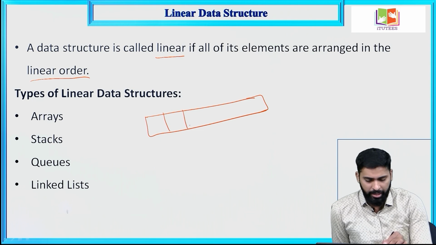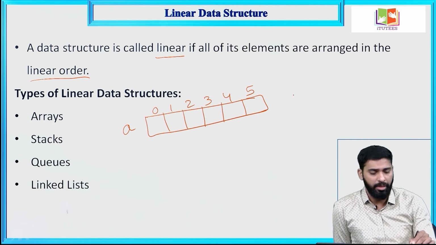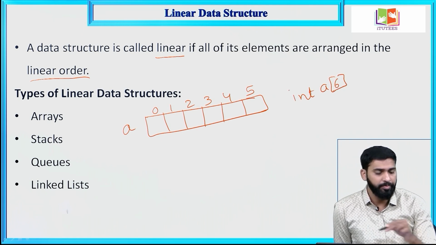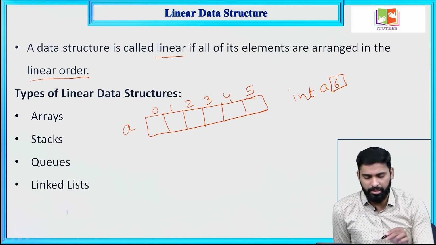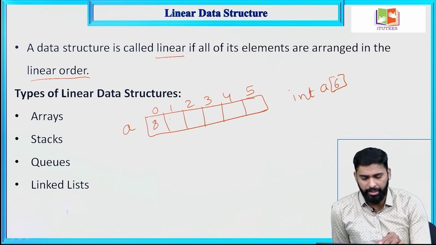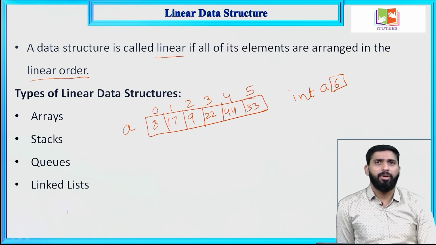The array size is 6. Okay, 0, 1, 2, 3, 4, 5. Array name is, let us assume A. Okay, so int A of 6. Now, here we are going to store 6 elements. For example, the first element is 8, 17, 9, 22, 44, 33. Okay, so these are the numbers.